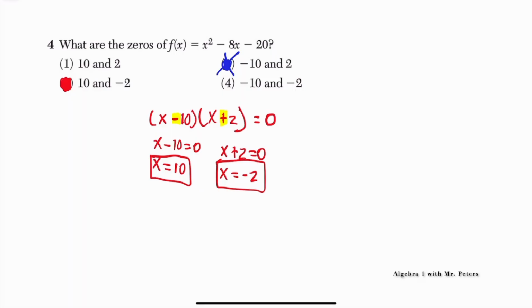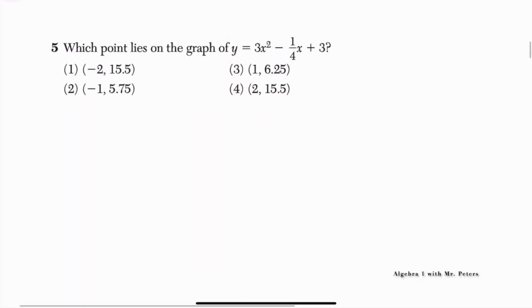Question number 5 wants us to determine which one of these ordered pairs is going to lie on the graph of the equation they give us. And what we're trying to do with this question is just get a true statement where the left side of the equation equals the right. And we're going to have to substitute.